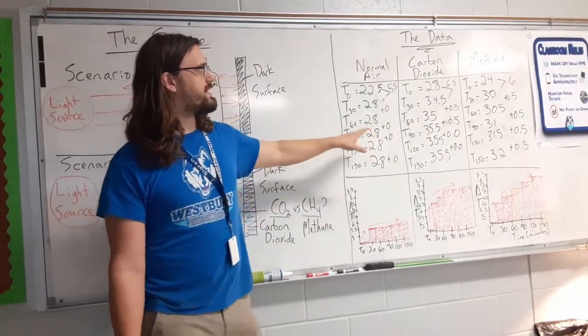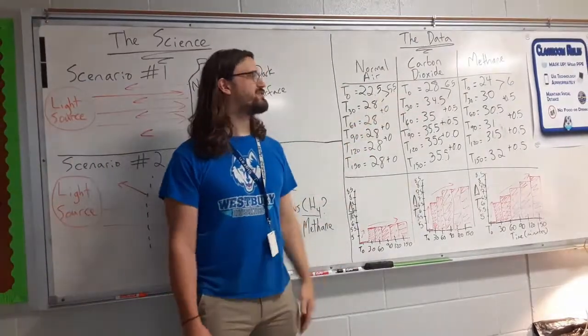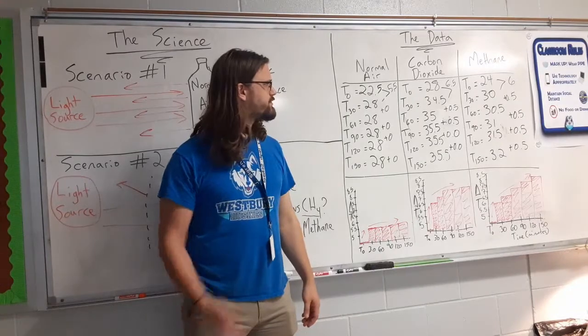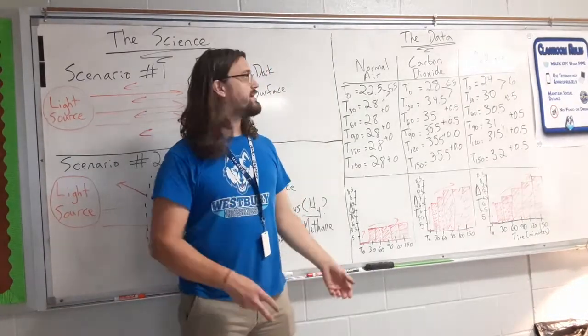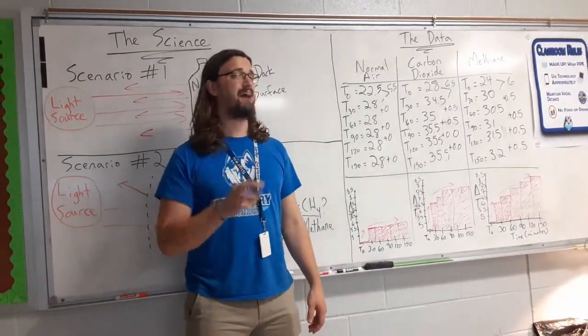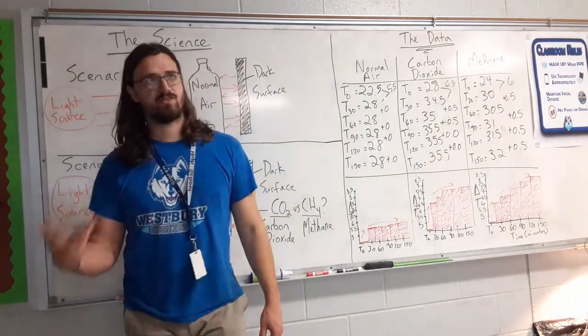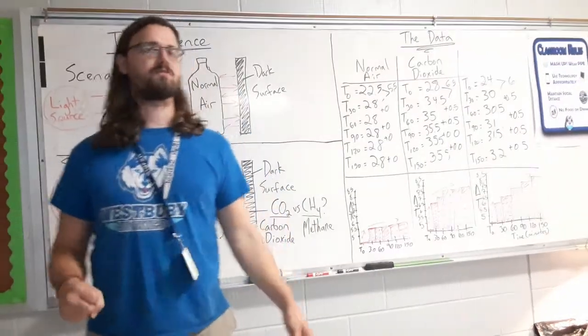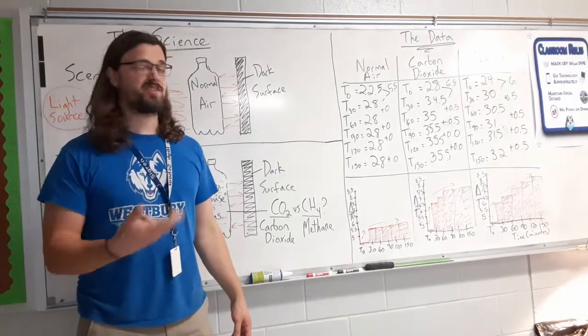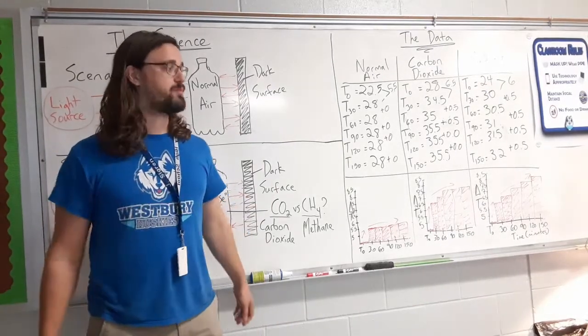So we can see that overall carbon dioxide increased 2 degrees more than normal air, and methane increased 2.5 degrees more than normal air. So methane had a little bit stronger effect in the end, but it also took a little bit longer for it to reach its equilibrium.